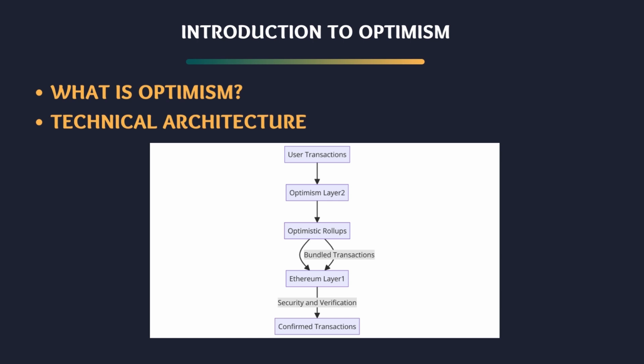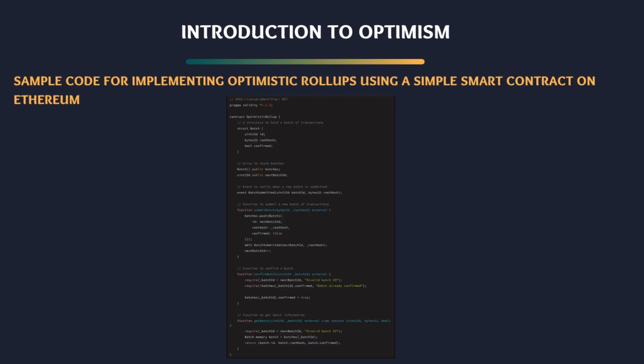By using this method, Optimism enhances transaction speed and reduces costs while preserving the robust security features of Ethereum. This makes it an excellent solution for scaling the Ethereum network. Here is a sample code for implementing optimistic rollups using a simple smart contract on Ethereum.